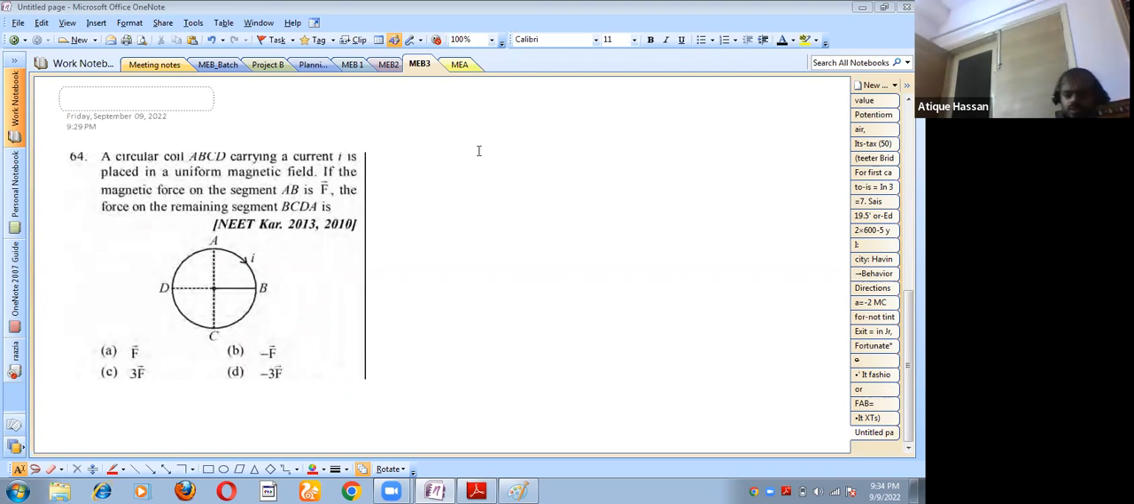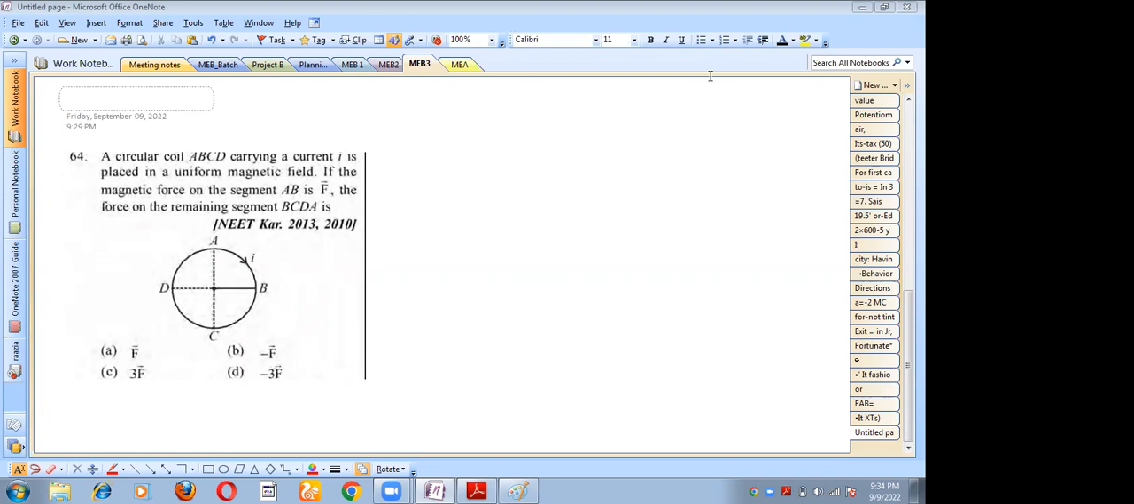So let us see. Here you have to apply one concept. If you see here, it says that a circular coil ABCD carrying current I is placed in a uniform magnetic field. If the magnetic force on the segment AB is F, then force on the remaining segment BCDA. So I think B is the right answer here. How did we get B? Let us see.